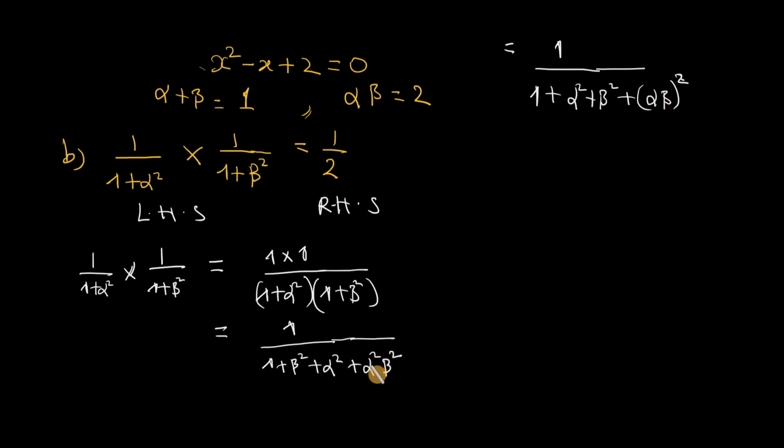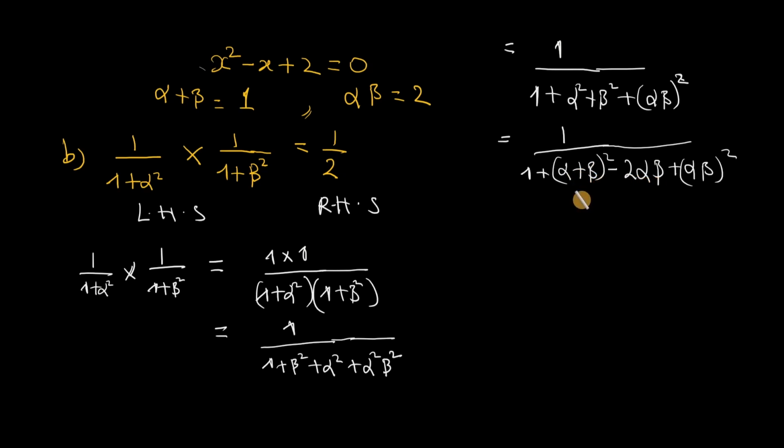Since alpha squared plus beta squared is the same as (alpha plus beta) all squared minus 2 alpha beta, this equals 1 over 1 plus (alpha plus beta) all squared minus 2 alpha beta plus (alpha beta) all squared. We know alpha squared plus beta squared is the same as (alpha plus beta) squared minus 2 alpha beta. I repeat, it's a formula which needs to be recalled all the time. So it is advisable to memorize this formula.